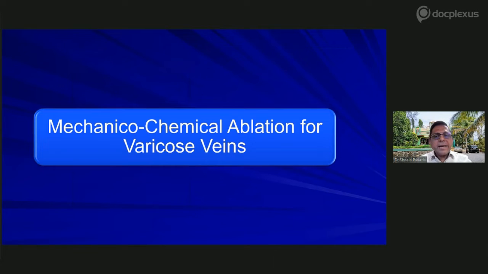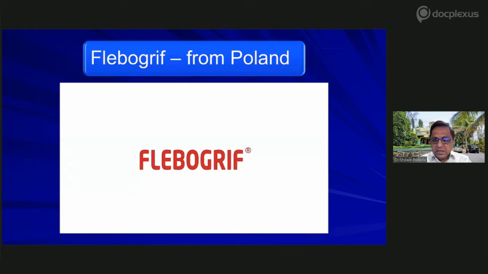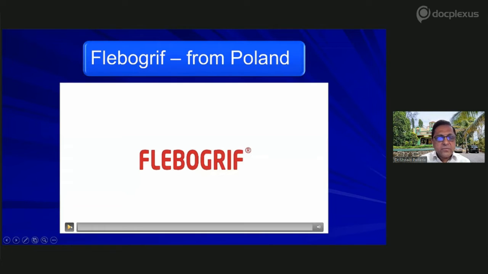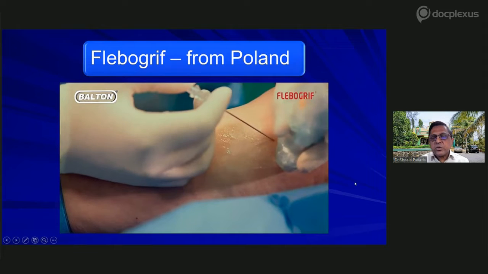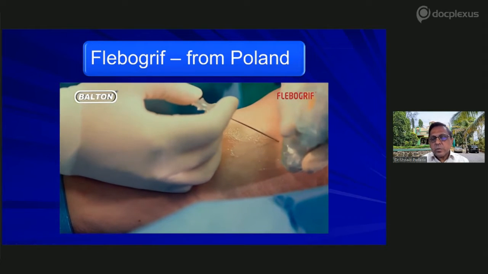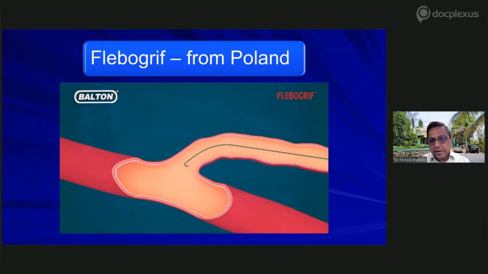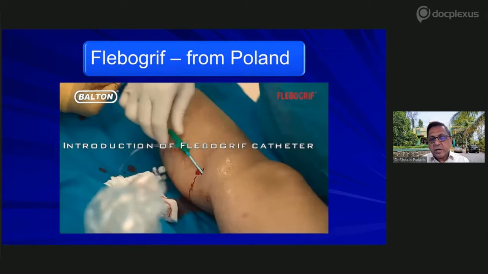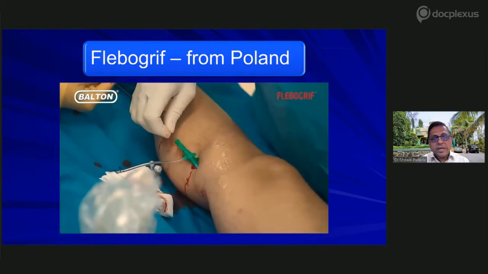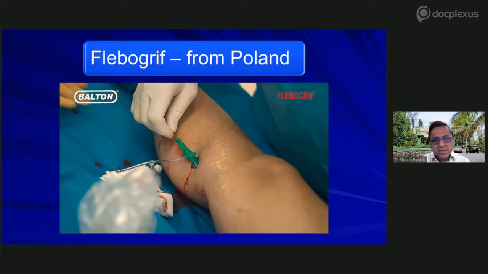There's something called mechanical ablation for varicose veins, another new technique. Here there's a technique called Flebogrif. Here again a sclerotherapy solution is used, but when you inject the sclerosant, you also irritate the vein. First, you puncture the vein with a needle, you put in a small guide wire. Over that, you put a catheter. This is done under total local anesthesia.